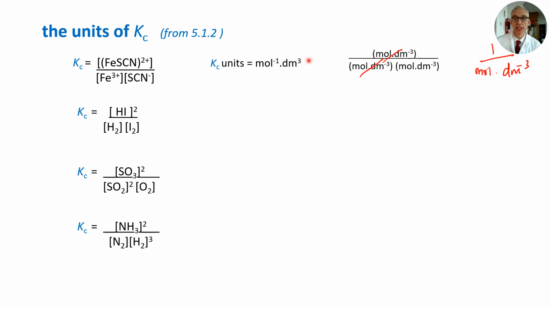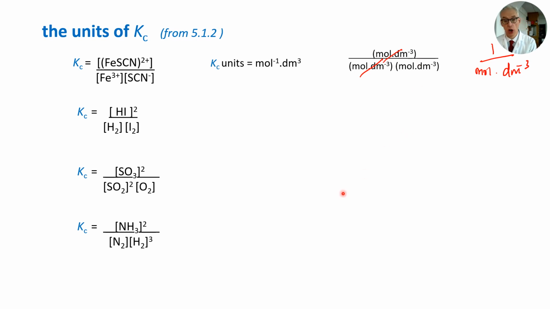Okay, so if you've seen that model, you take the Kc expression, you write in the units of concentration for the appropriate number of components above the line and below the line, and then cancel out to see what units you are left with. Try the other 3 examples. Pause, try them, come back and check your answers.